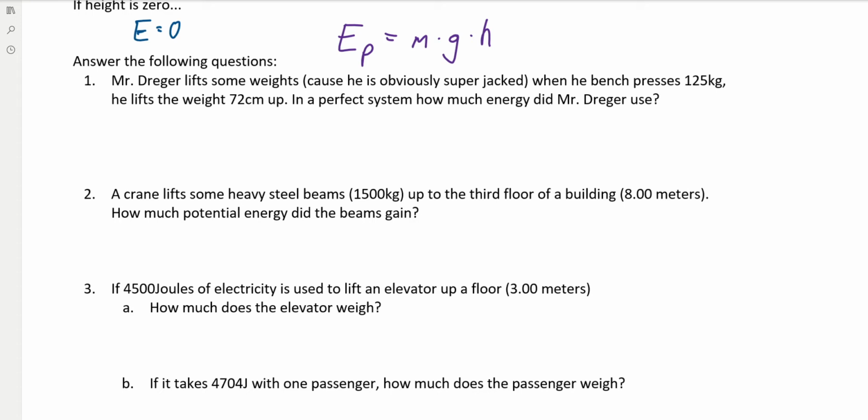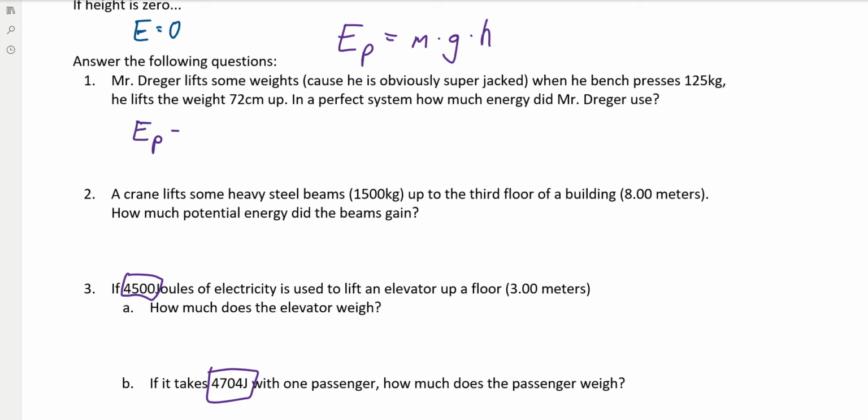So Mr. Draeger lifts some weights because obviously he's super jacked. And actually some of my things are going to be kind of wonky. I might have to change some numbers here now that I'm thinking about it. Yeah, they're going to be wonky. I might change some of these numbers around down here, but should be all right. Anyways, Mr. Draeger is super jacked, so he's bench pressing 125 kilograms, which is absolutely nuts. There's no way I could actually do that. But anyways, he lifts the weight 72 centimeters up. In a perfect system, how much energy did Mr. Draeger use?